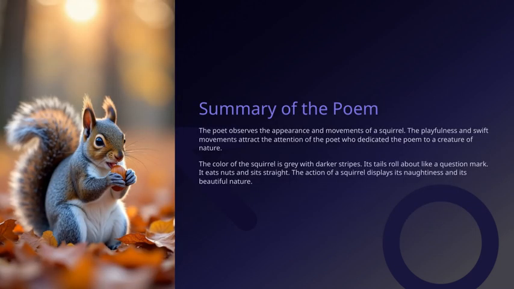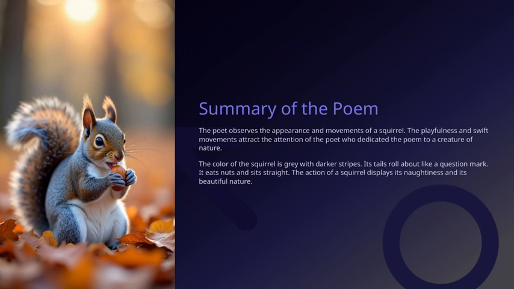Let's take a moment to summarize the poem. What the poet really focuses on is the little squirrel's appearance and how it moves. You can see that the playful nature and quick, lively movements of the squirrel catch the poet's attention right away. It's almost as if the poet is giving a shout-out to this creature of nature, recognizing its charm.